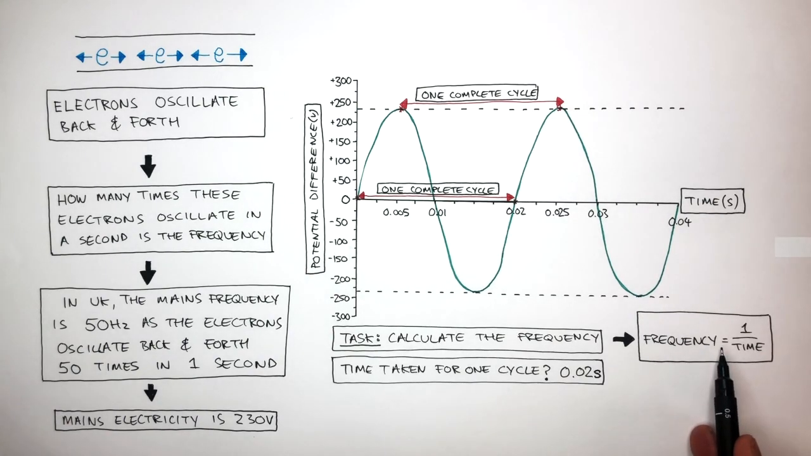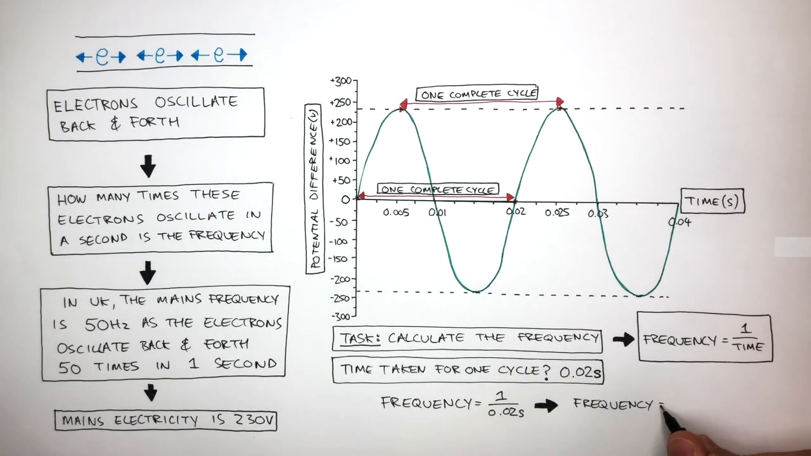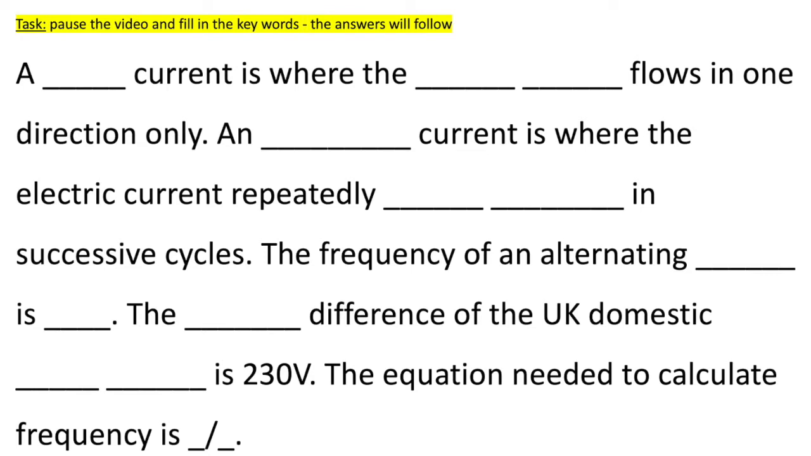As frequency equals 1 divided by time, we write frequency equals 1 divided by 0.02 seconds. The frequency equals 50 Hz. This means the electron oscillates back and forth 50 times in 1 second. Now for your exam, you could be given different data, so don't assume your answer of frequency will always equal 50 Hz. Pause the video here to practice the keywords.